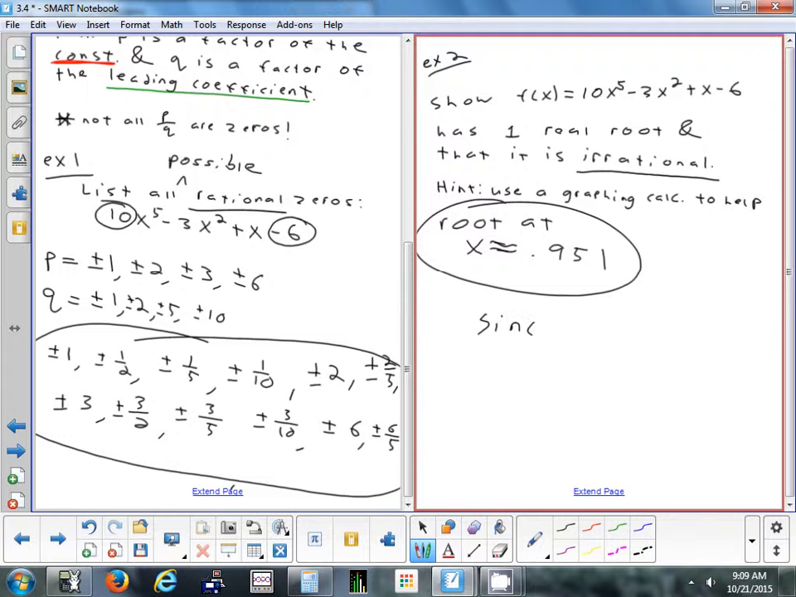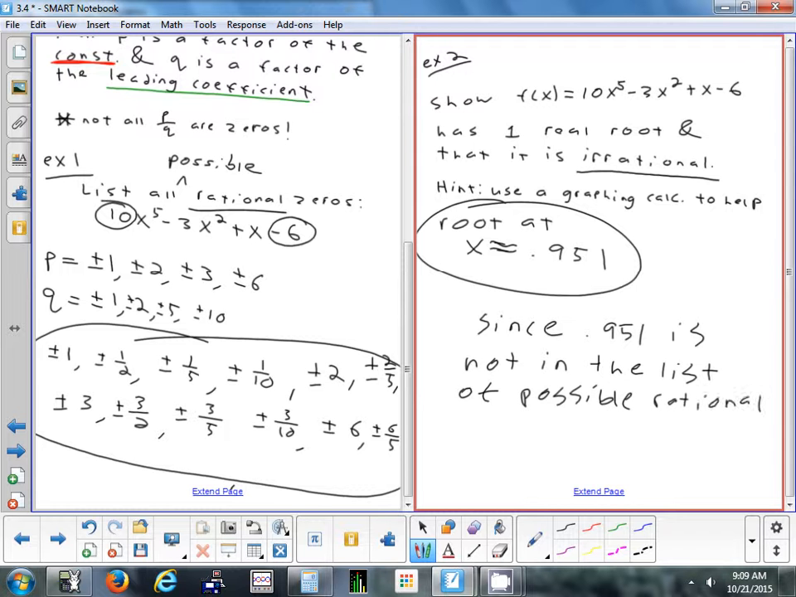All right, so since 0.951 is not in the list of possible rational roots, and this list is complete, there's nothing missing from it. This is the entire list of what could be rational. So if it's not in that list, it's got to be something else. The only thing other than rational is irrational.